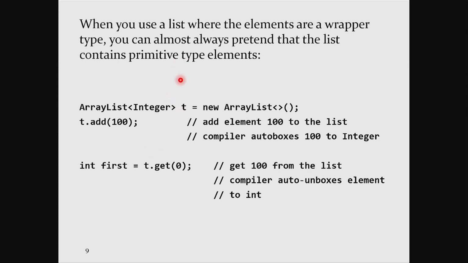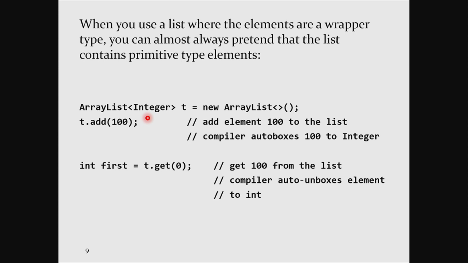OK, so when you use a list where the elements are a wrapper type, you can almost always pretend that the list contains primitive type elements. So I've got a list of, in this case, Integer, but you can more or less make believe that it's an ArrayList of int. So here's my ArrayList Integer t. I make an ArrayList object. Here, when I add an element to a list, the element type has to match the type that you declared when you declared the variable.